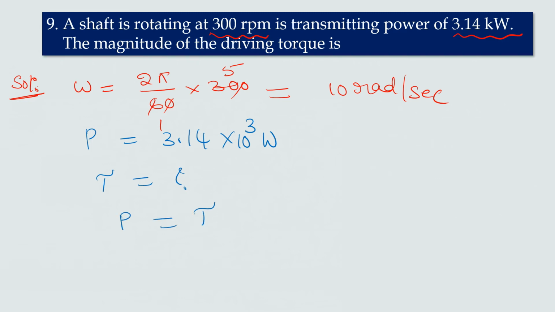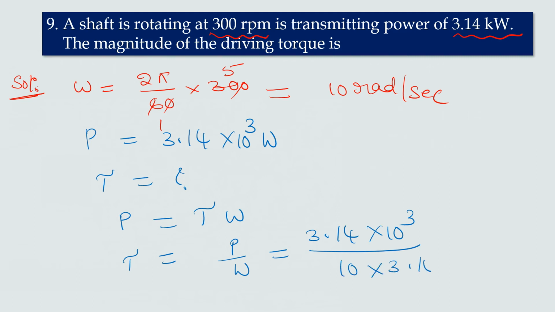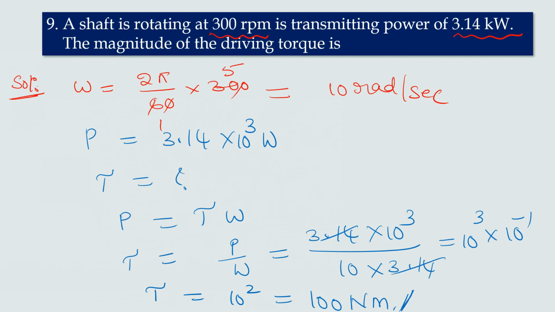P is equal to tau into omega. So tau is equal to P by omega, that is 3.14 into 10 cube by 10 into 3.14. 3.14 cancels. This can be written as 10 cube into 10 to the power of minus 1. So tau is equal to 10 to the power 3 minus 1, that is 10 square, which is equal to 100 Newton meter. This is the driving torque. The magnitude of driving torque is 100 Newton meter. Next we will go to the next one.